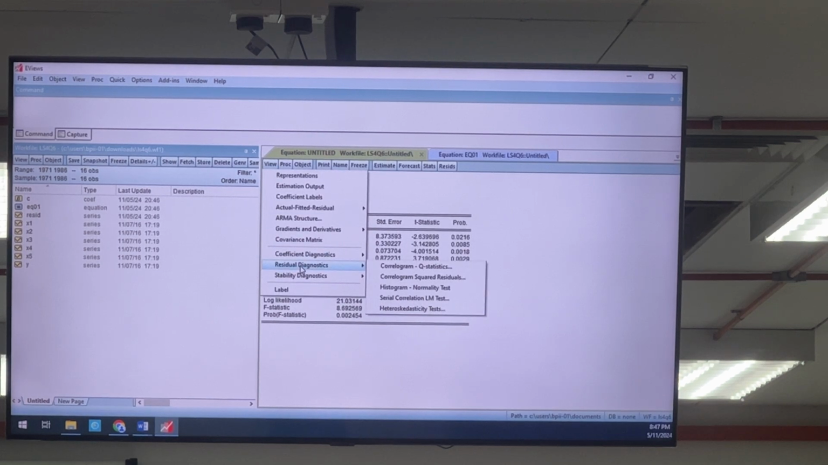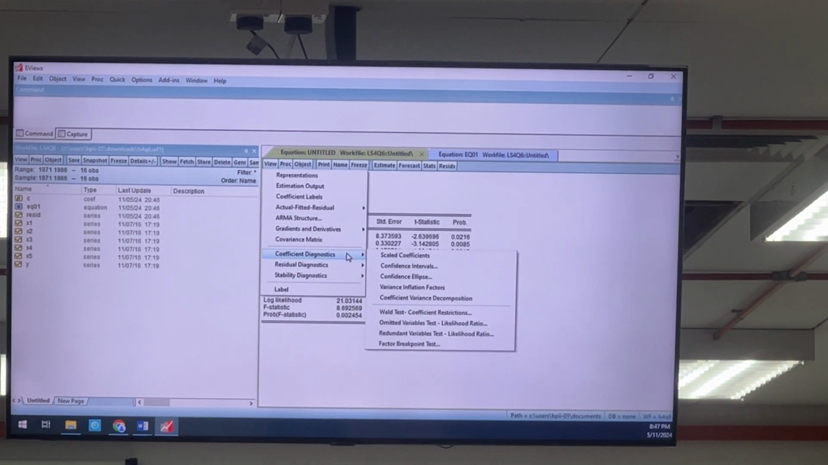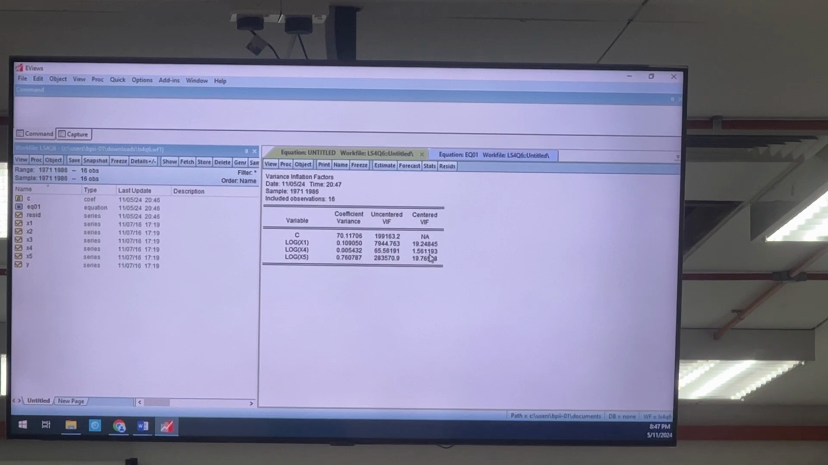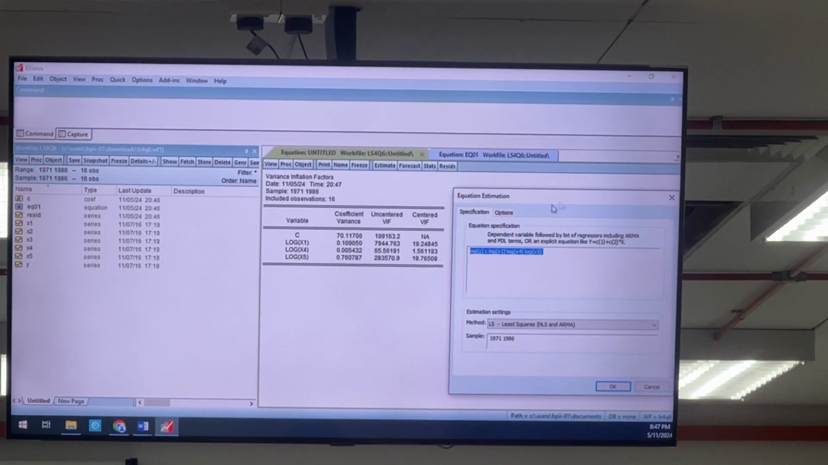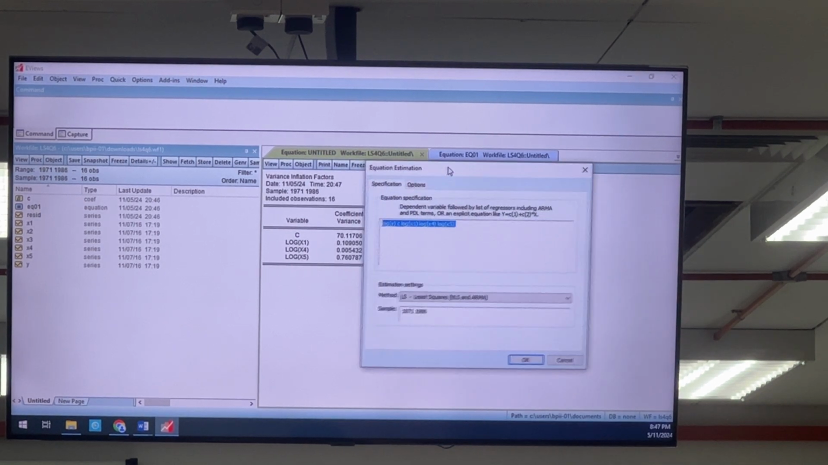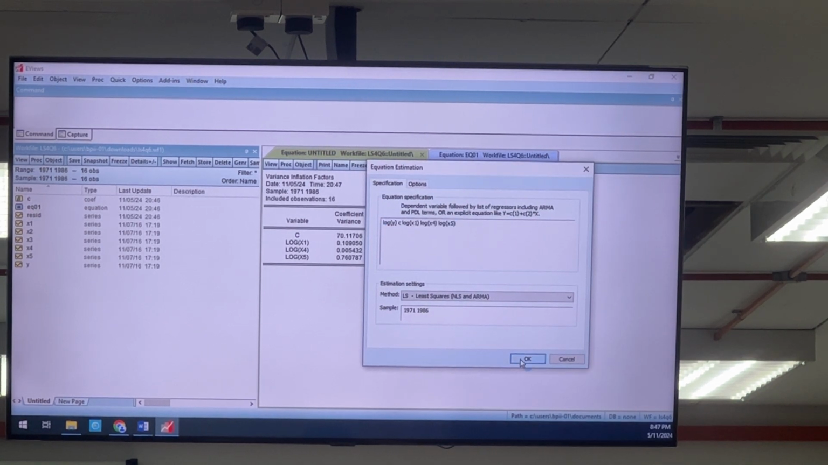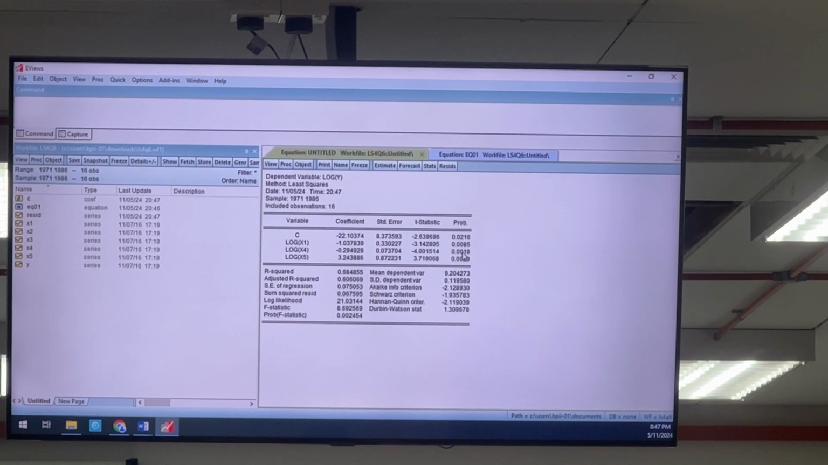Even if you inspect the VIF, it is still greater than 10, this one is greater than 19. It's not as large as before, but still greater than 10. But based on the estimate, it doesn't seem to have that problem. It doesn't have any implication on the estimate. It is still significant with the correct signs as we expect. So we can just use this result.